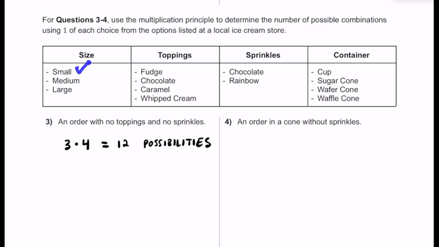Again, if you think about it, you could do a small with each of these options, then you could do a medium with each of these options, then you could do a large with each of these options. So there would be 3 by 4 or 12 possibilities.